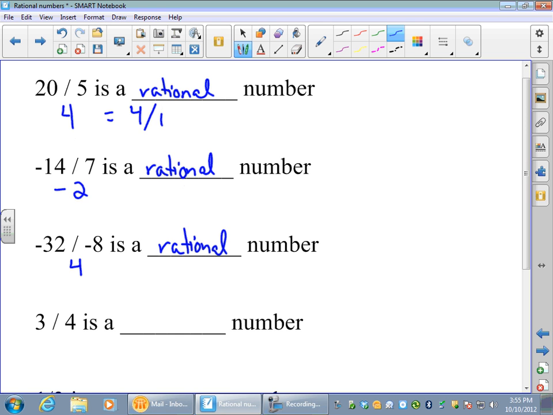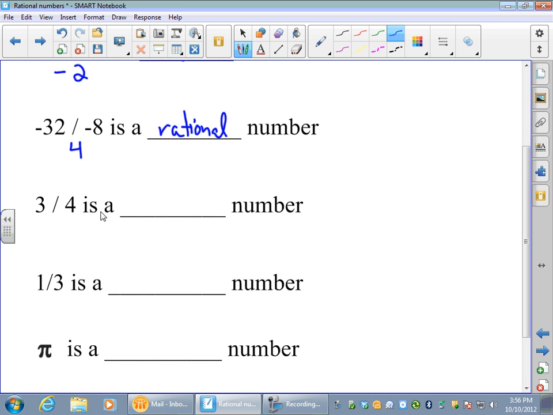Okay? So we know positive whole numbers, negative whole numbers, those are rational. Well, let's look at a couple more examples. 3 over 4. Well, this one's a little bit different because 4 doesn't go into 3 evenly. We have to divide like we were talking about on the last one, but it helps if you set it up right.